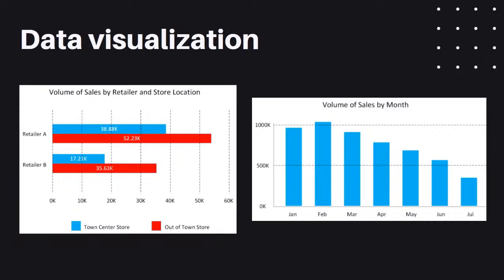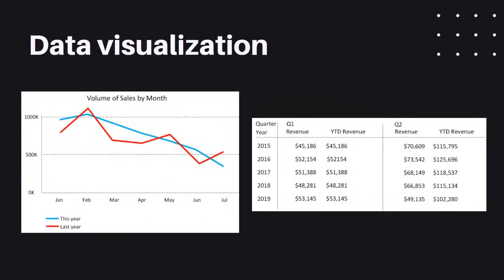Data visualization contains all types of graphs and charts. For example, the first is a column chart, for volume of sales by retailer and store location, where you can easily recognize all the data that we have. Then we have volumes of sales by month, represented in the form of a bar chart or bar graph. Then we have a line chart for volumes of sales by month. It can also be represented like this, with a blue line for this year and a red line for last year, so we can see the sales easily.